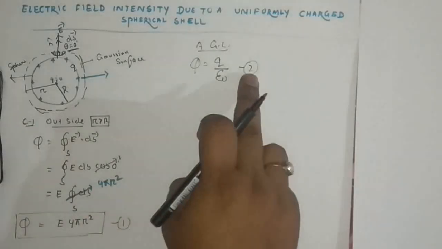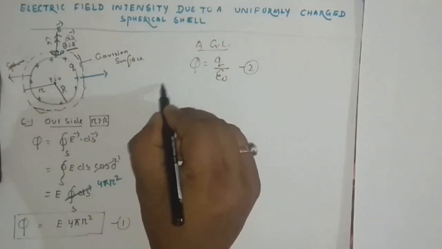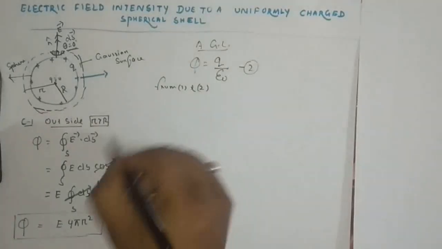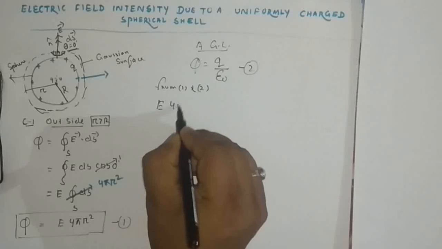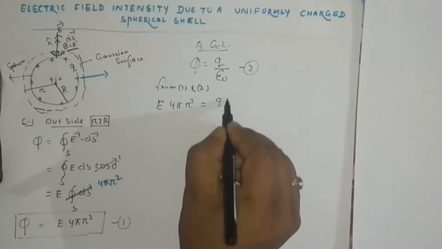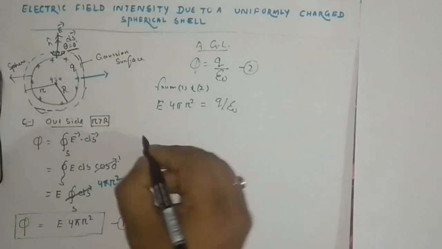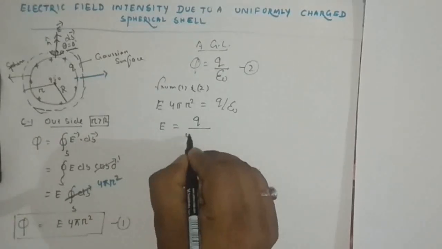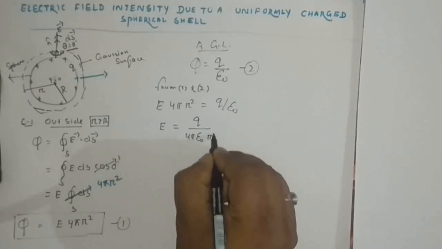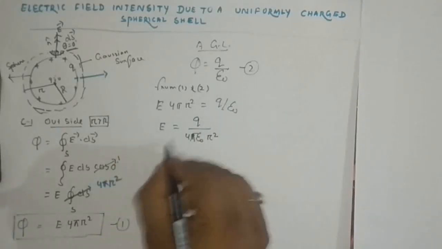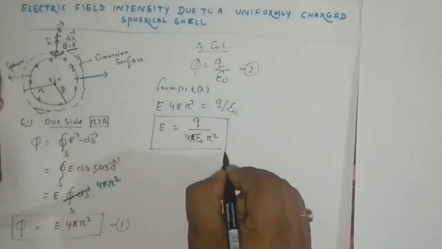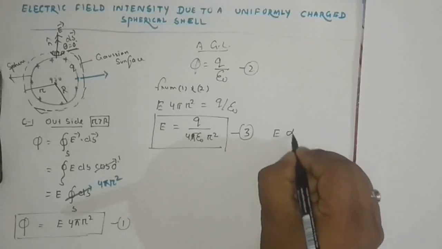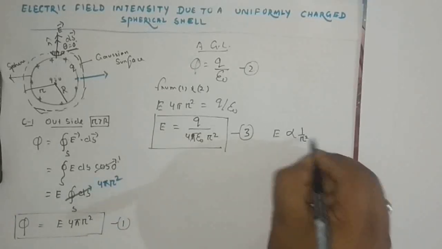From equation 1 and 2, what can we write? E into 4 pi r square equals Q by epsilon naught, or E is equal to Q by 4 pi epsilon naught r square, like kQ by r square. So from equation 3, we got E is inversely proportional to r square.